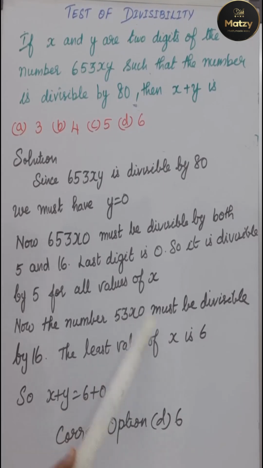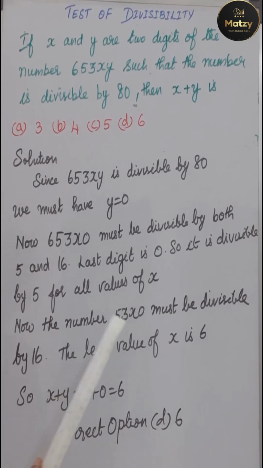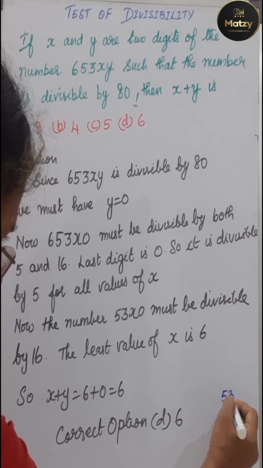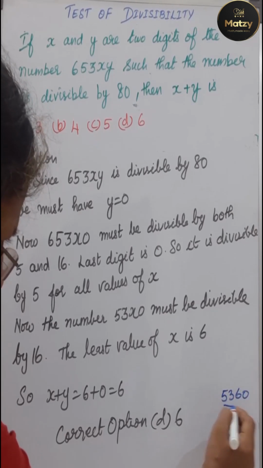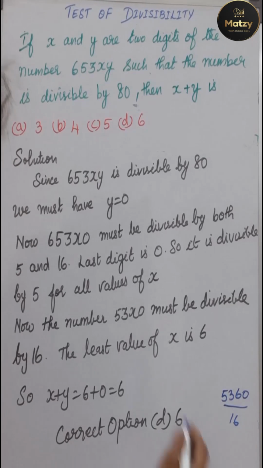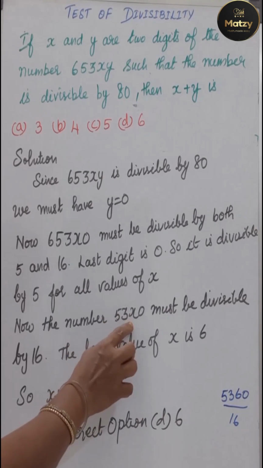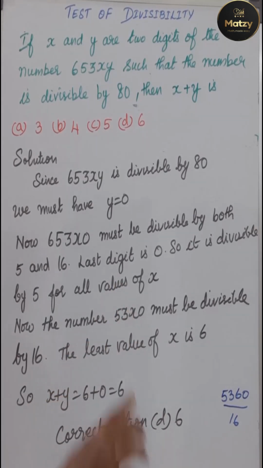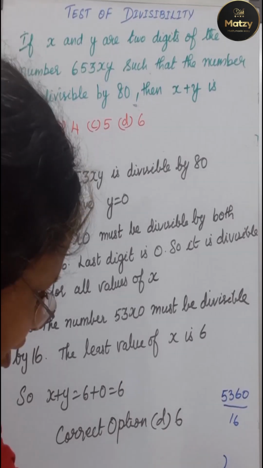So, if you substitute 6 in the place of x, then this 5360 is divisible by 16. Okay, if you substitute other numbers, that means if you substitute 1 in the place of x, it is not divisible by 16. If you substitute 2 in the place of x, it is not divisible by 16. If you substitute 6 only, it is divisible by 16.